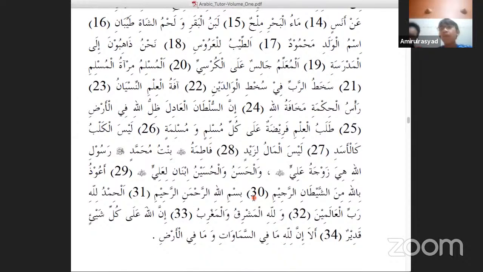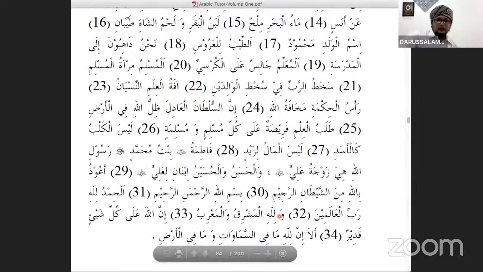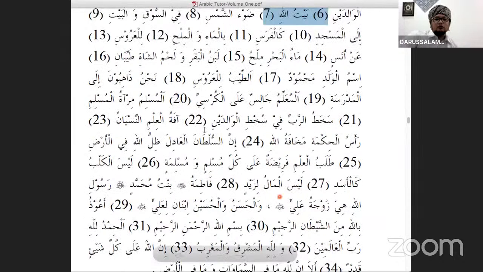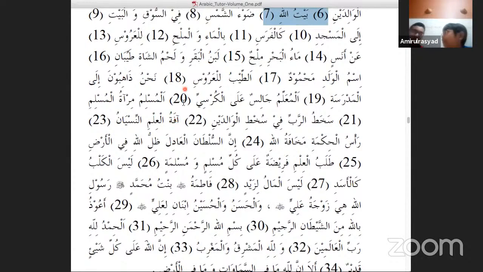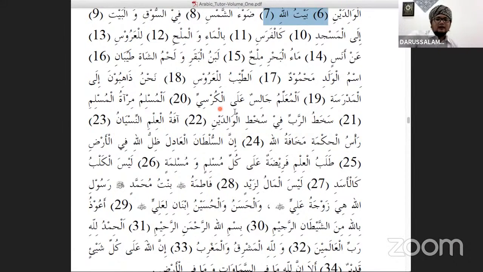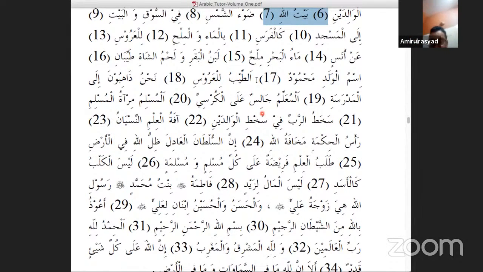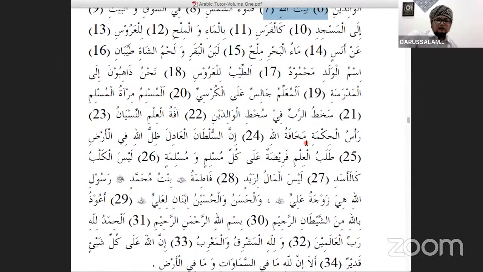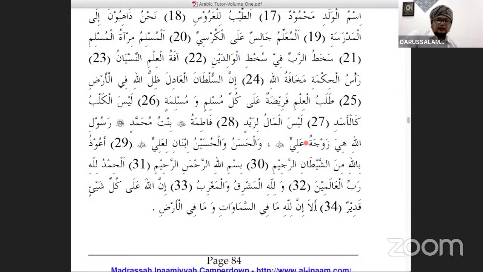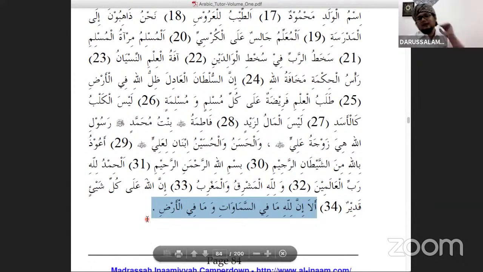Okay, so this homework will become harder and harder. Makin banyak kita belajar, makin susah lah homework dia. Okay, look at this one for example. Number 34.